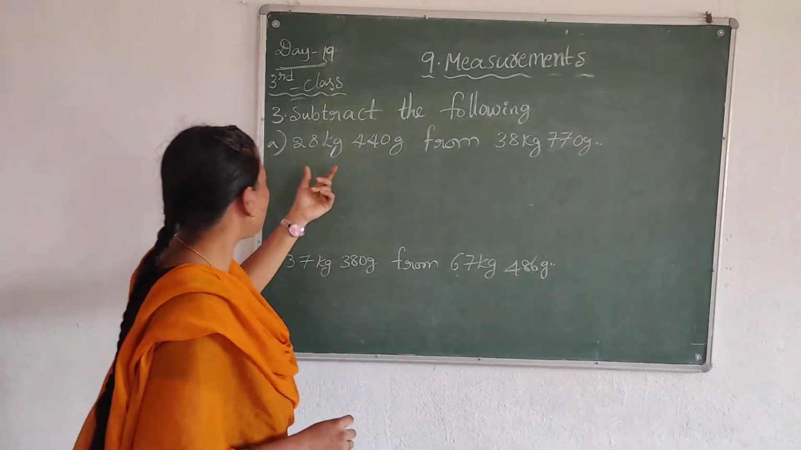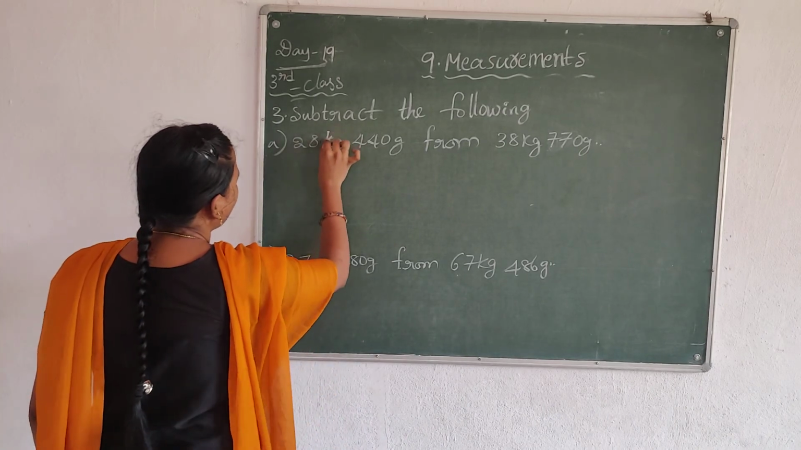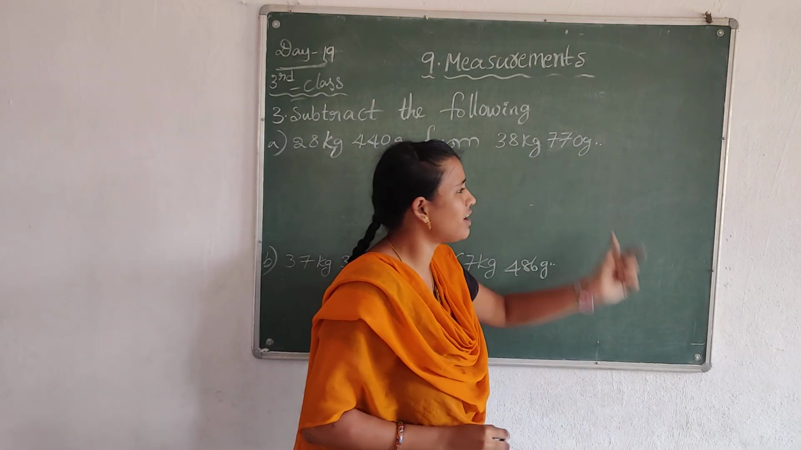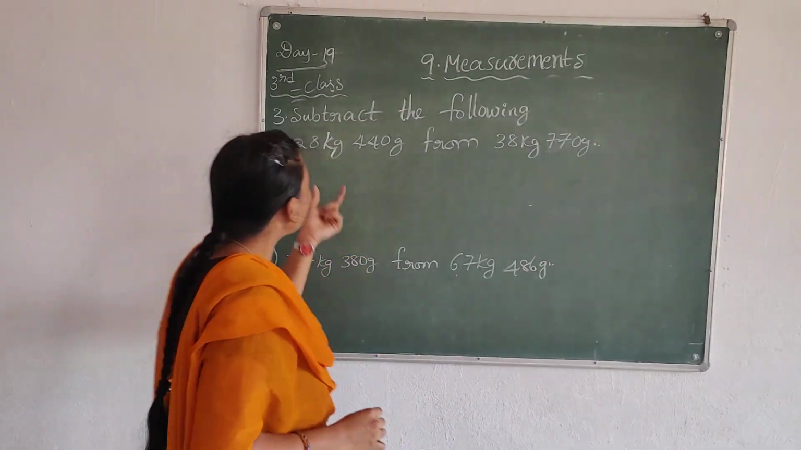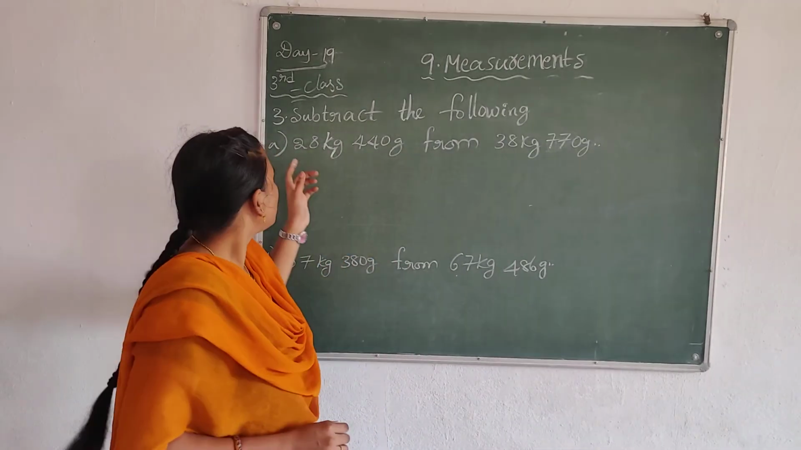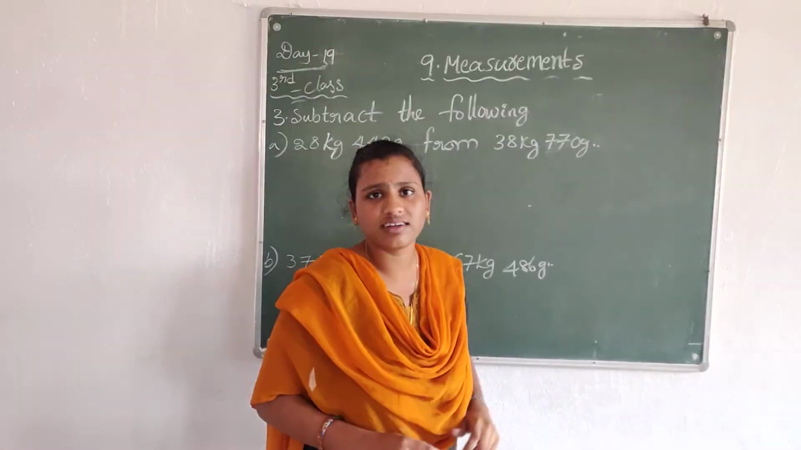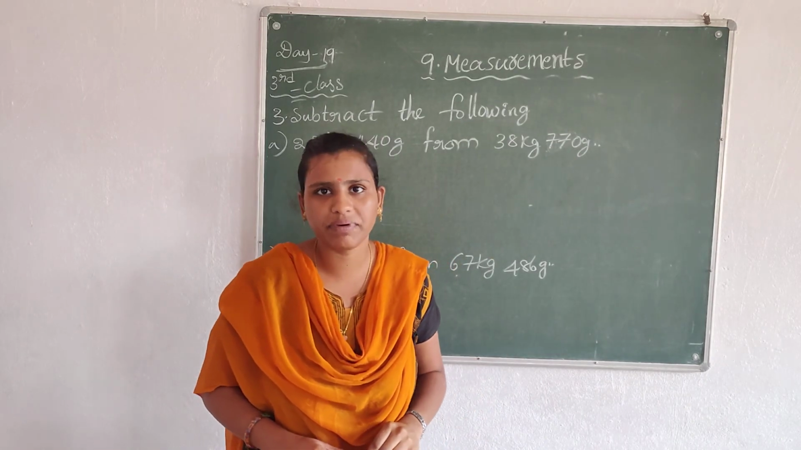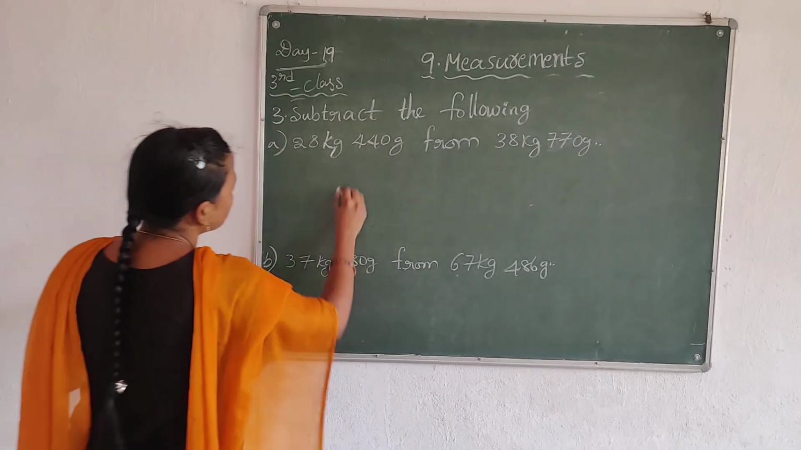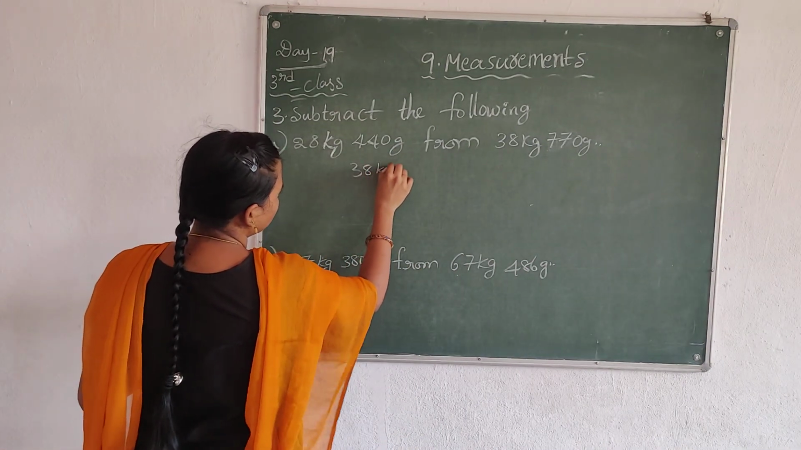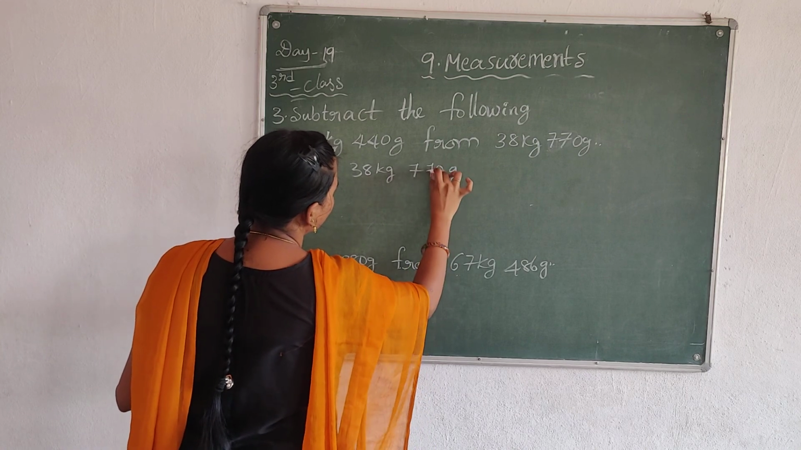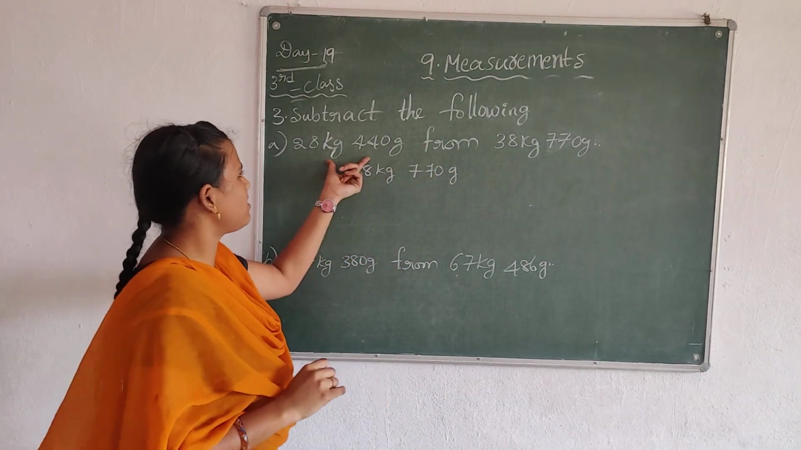Let's see the question. Subtract 28 kgs 440 grams from 38 kgs 770 grams. Let's see the two numbers. Which is the big number? 28 kgs or 38 kgs? 38 kgs is the big number, right? First take this number, 38 kgs 770 grams.